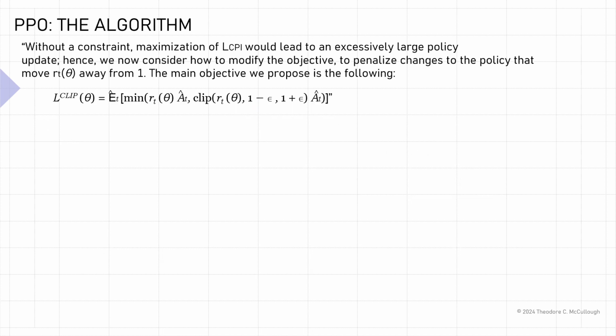So this slide actually describes the PPO algorithm. So as the authors state, without a constraint, the maximization of LCPI would lead to an excessively large policy update.